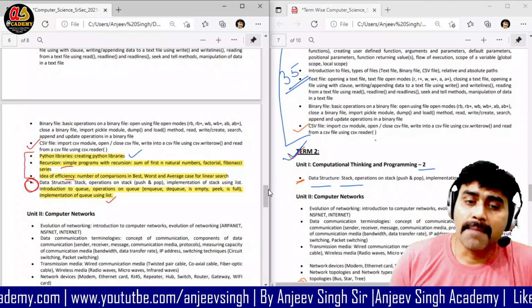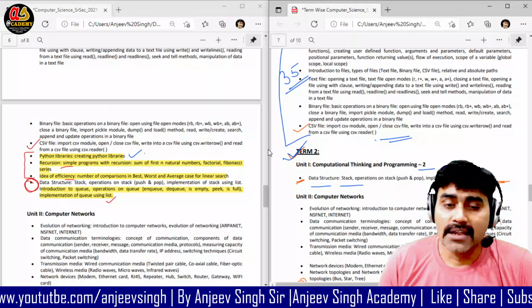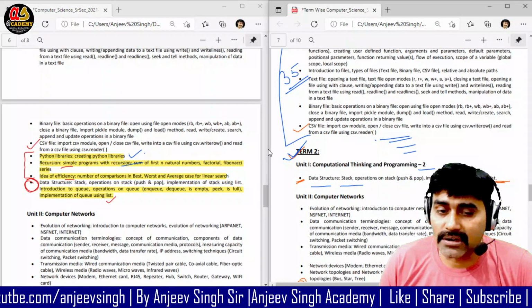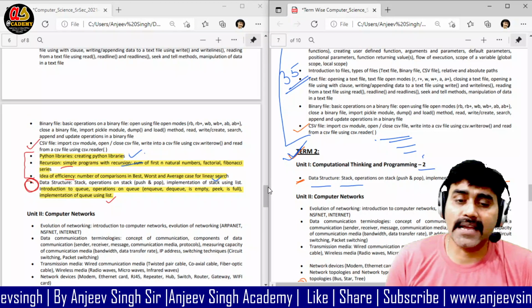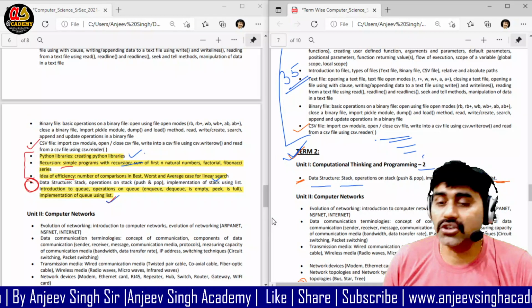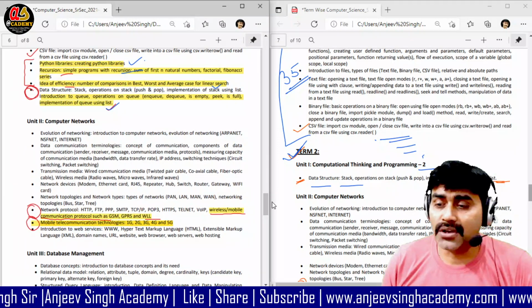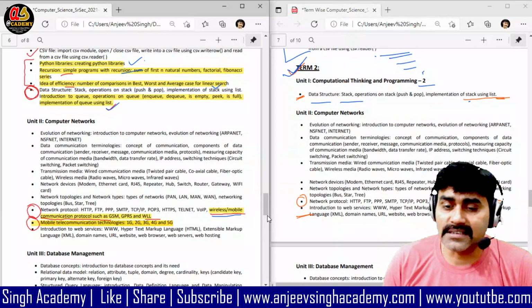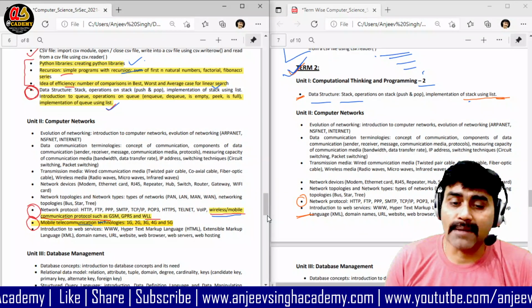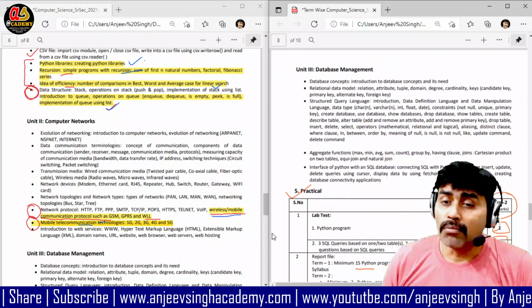You can see Python libraries are available on this side but not on this side. Recursion is available on this side but not on this side. Idea of efficiency is there but not on this side, as well as the queue is there but not here. Moving to the next component, computer networks, there is one more change: wireless and mobile communication protocols and mobile telecommunications are also not available here.